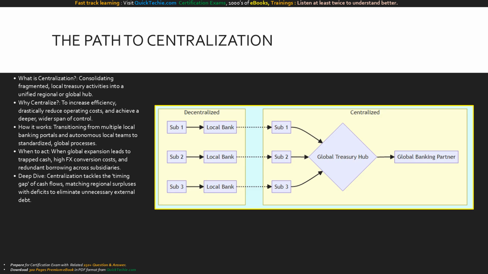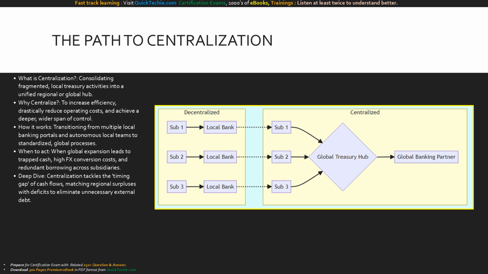Let's discuss one of the most powerful strategies in Treasury design: centralization. When companies expand globally, they typically start with a decentralized model. Local subsidiaries open local bank accounts, negotiate their own credit lines, and manage their own FX. While agile, this is incredibly expensive and risky. Centralization is the deliberate move to consolidate these fragmented activities into a unified hub.